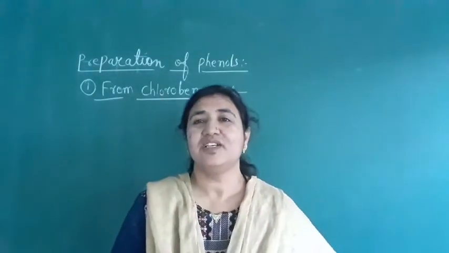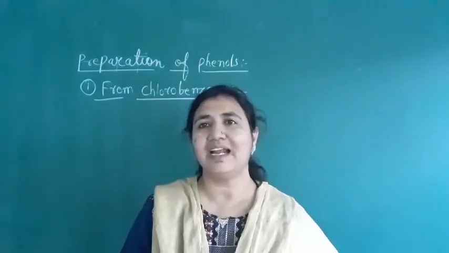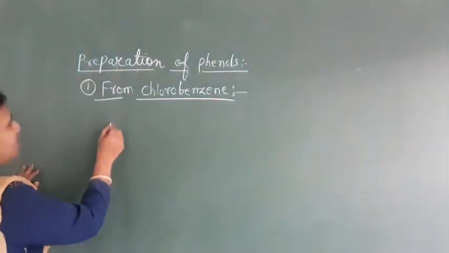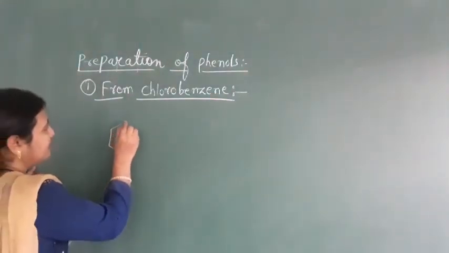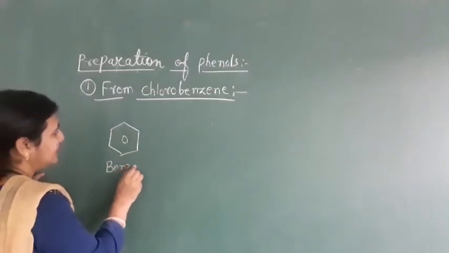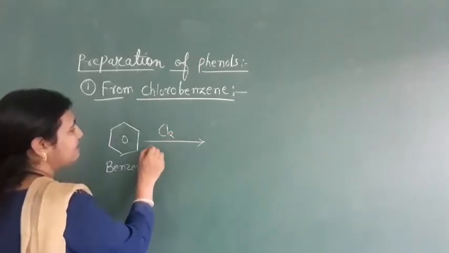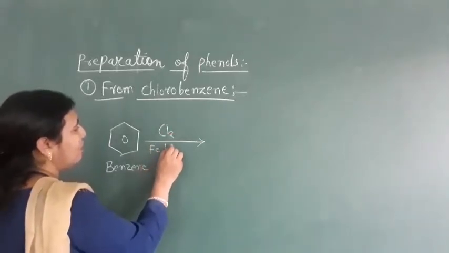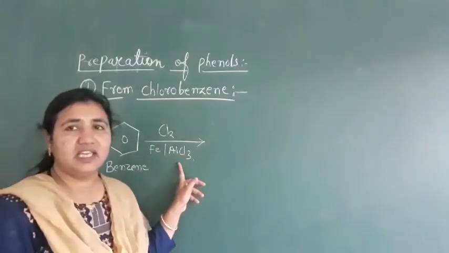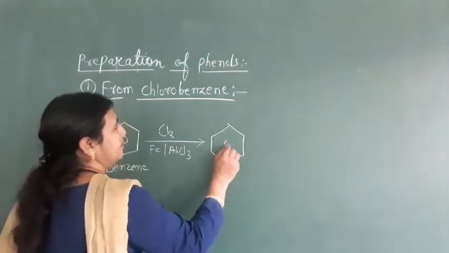Hello students. In today's class we are going to see the preparation of phenols. The first is from chlorobenzene. How will this chlorobenzene form? When benzene is treated with chlorine, Cl2, in the presence of either iron, AlCl3 (aluminum chloride), or FeCl3, this benzene will convert into chlorobenzene.